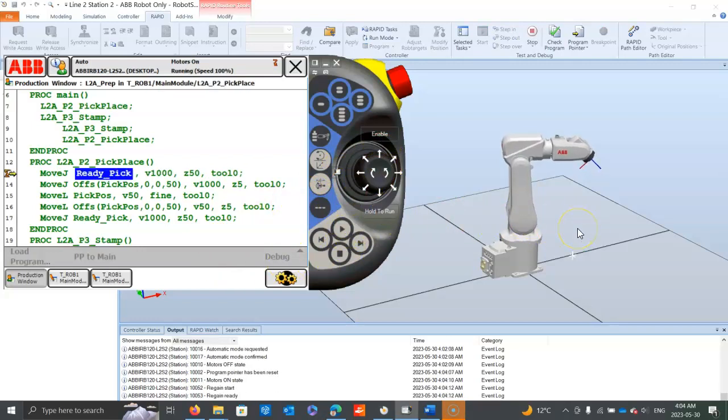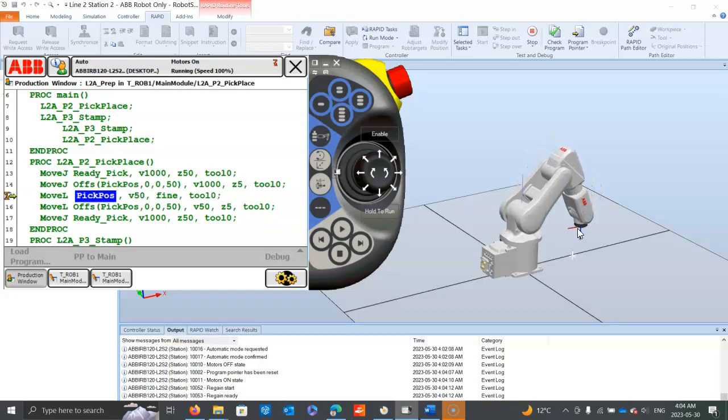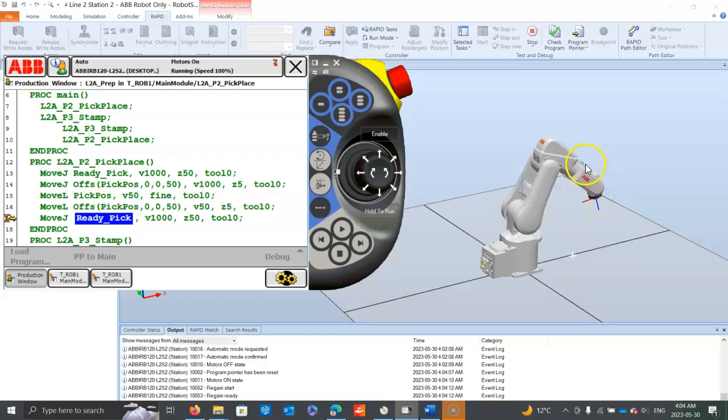Right now the robot is moving to the pick ready position. Now it is moving up to the approach position for the pick place station using joint move. After this, the robot will move using linear motion to the pick place, and it comes back using linear motion, and finally it is moving back to the ready position using joint motion.